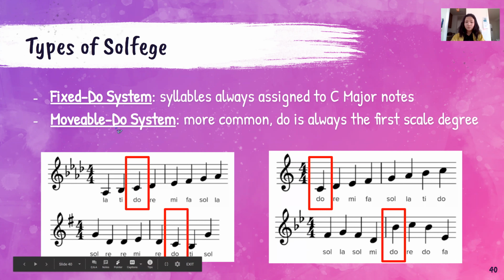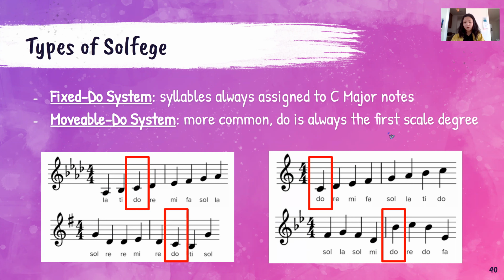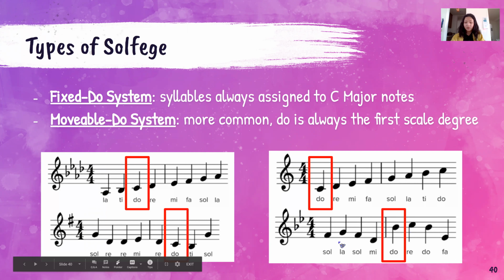Now we go on to movable do, which is the more common one. That means the do is always the first scale degree. As you can see, this key is actually C major this time, so it starts on C, and so it starts on do. And for this one, this is B flat major, and so it does not start on do because it does not start on B flat.